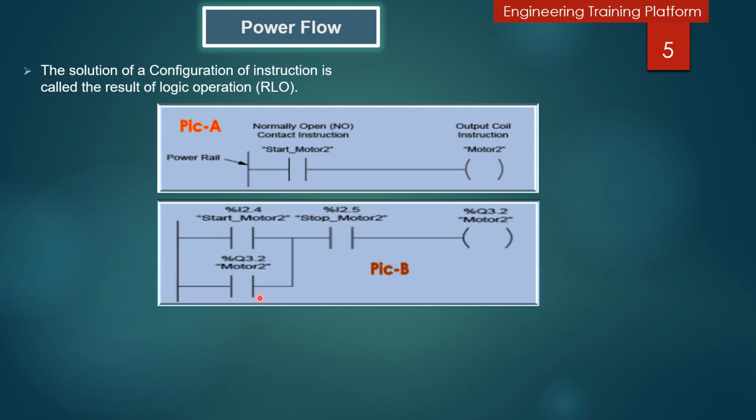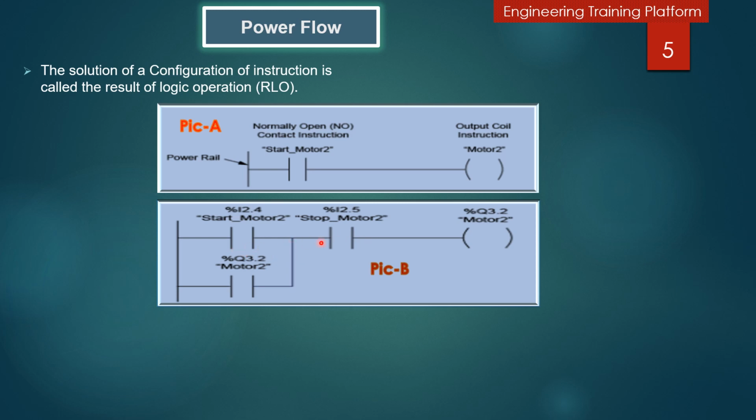You can see here in the picture the parallel connections with both normally open contacts. When one of these contacts is closed, then the power will flow either from this contact or from this contact.